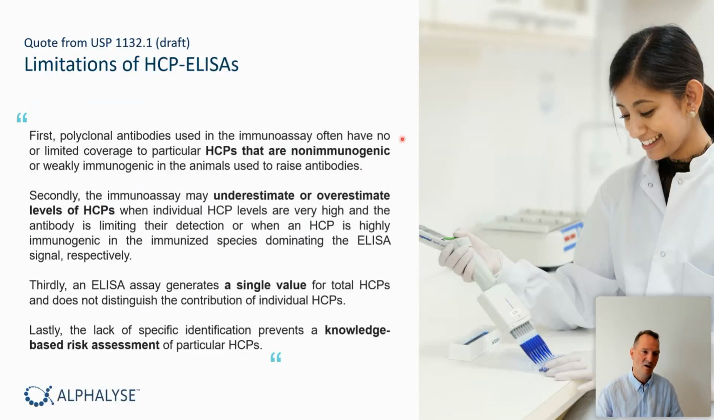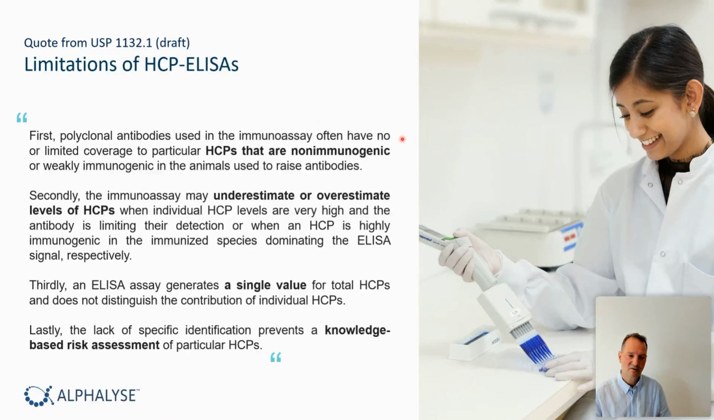Let me read some things from the USP chapter, on why these changes are needed. The first page in the new chapter describes the limitation of HCP ELISAs. First, polyclonal antibodies used in immunoassays often have no or limited coverage to particular HCPs that are non-immunogenic or only weakly immunogenic. Secondly, the immunoassays may underestimate or overestimate levels of HCPs if HCPs are non-immunogenic or they are so-called high responder HCPs with antibodies dominating the ELISA.